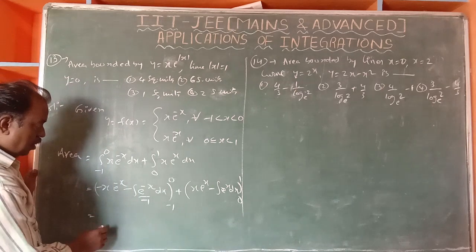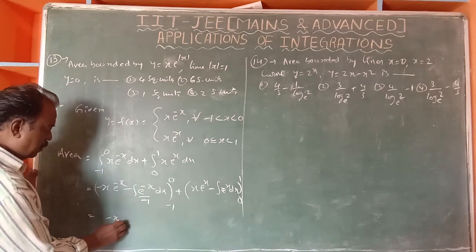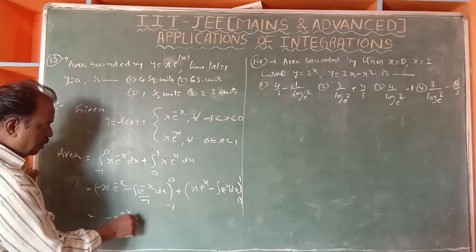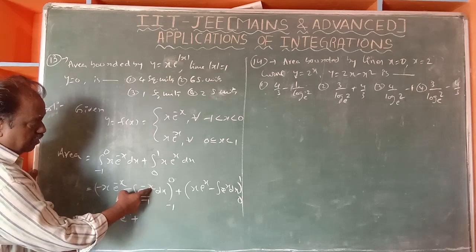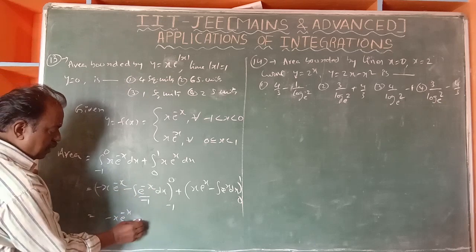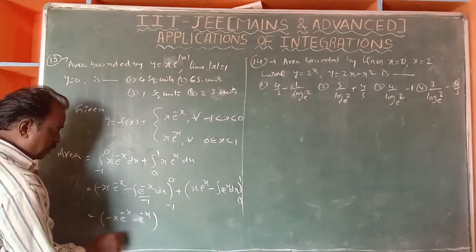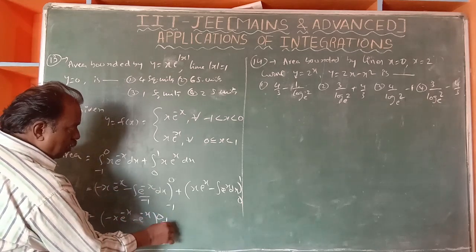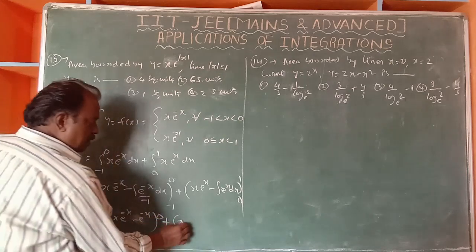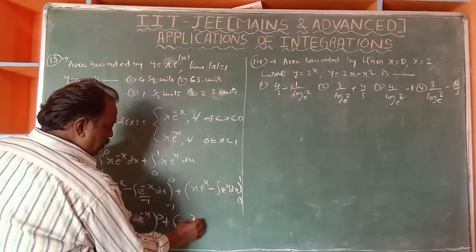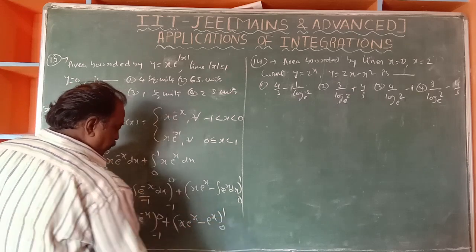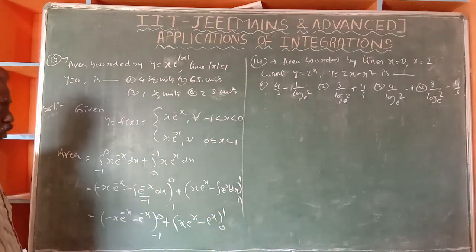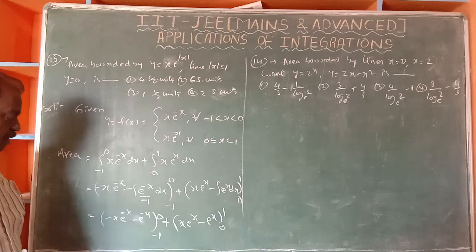It is minus x e power minus x, plus, minus by minus. e power minus x is again minus e power minus x with the limits minus 1 to 0. And here it is x e power x minus e power x with the limits 0 to 1. You substitute the values, and simply we will get the answer.